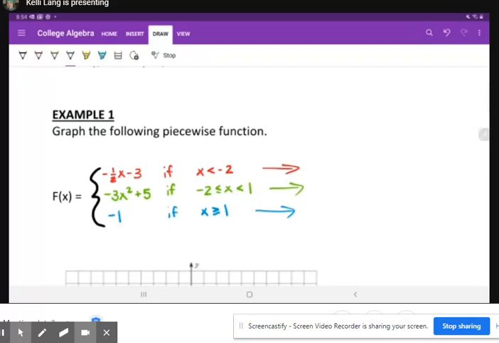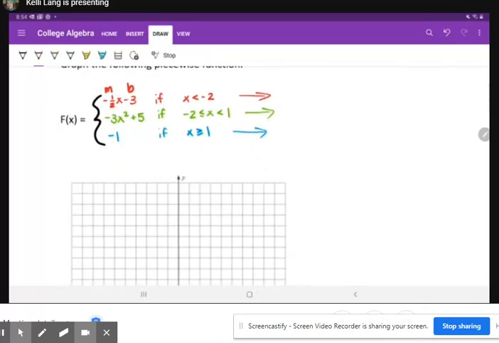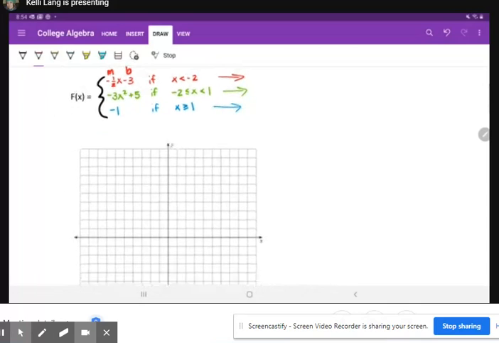So let's just focus on the red part of our piecewise function. This is negative 1/2 x minus 3. And I'm not even going to focus on the domain right now, the x is less than negative 2 part. I'm just going to look at the function itself. So negative 1/2 x minus 3, that's a line. And with a line, it's pretty easy to identify your slope and your y-intercept, and you can draw a line on a graph pretty easily just by looking at what you're given.